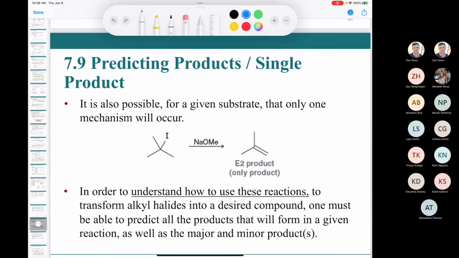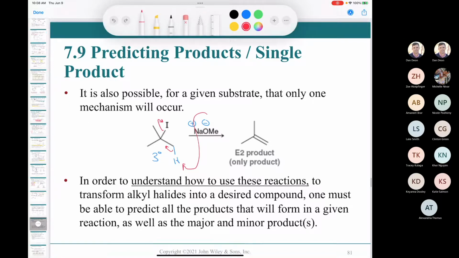Let's say you have this reaction. You've got a tertiary alkyl halide, and you're using a strong base, strong nucleophile. Well, methoxide is not going to act as a nucleophile on a tertiary substrate. However, it can pull off a beta proton, can't it? It can pull off this beta proton, no problem, to do an elimination reaction and form an alkene. And so in order to understand how to use these reactions to transform alkyl halides into a compound, you've got to be able to predict all the products that will form, as well as the major and minor products.